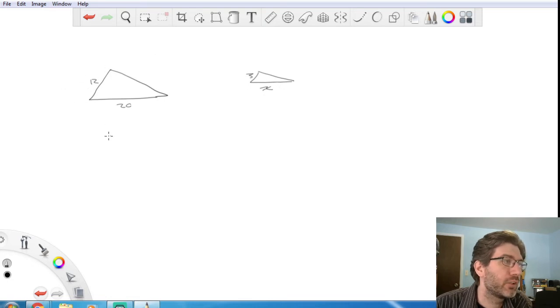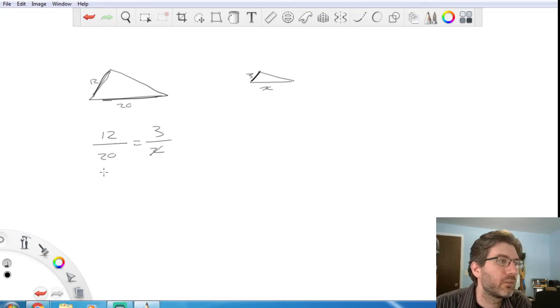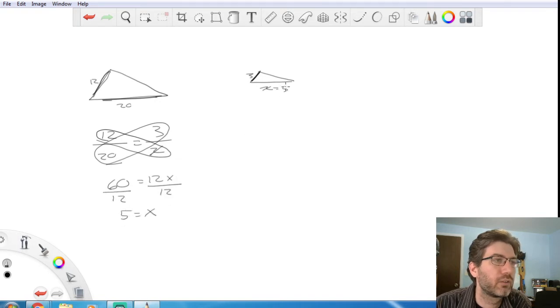So you see this 12 here. 12 corresponds with 3. So 12 and 3 line up. 20 here corresponds with the 12 because it's the same shape, and it corresponds with x over there. And then you can solve for it just using your proportion stuff. So 20 times 3 and 12 times x. Solve for x, and you get 5. So that is length of 5.